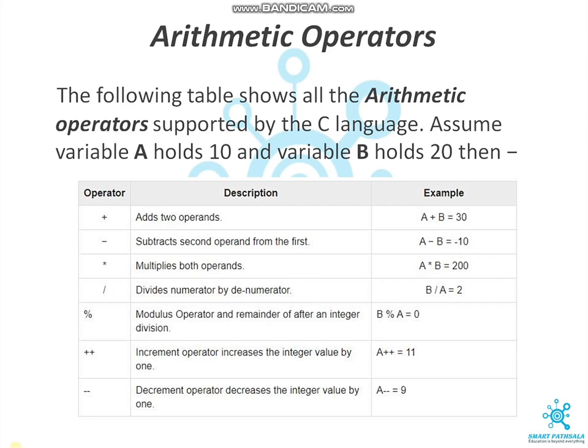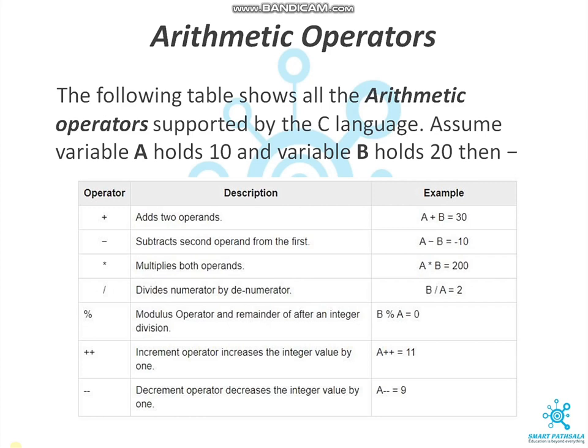The first one is what? Plus operator, that is add two numbers, simple as that, A plus B equal to 30. Next one is what? Subtract operator, A minus B equal to minus 10, that means 10 minus 20 equal to minus 10. Next one is what? Multiplication, that is multiplies both operands, A into B equal to 200, that is 10 into 20 equal to 200. Next one is division. Next one is the modulus operator.